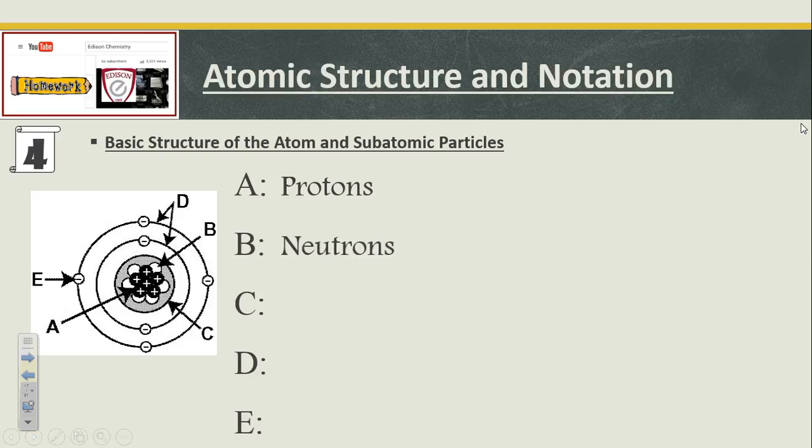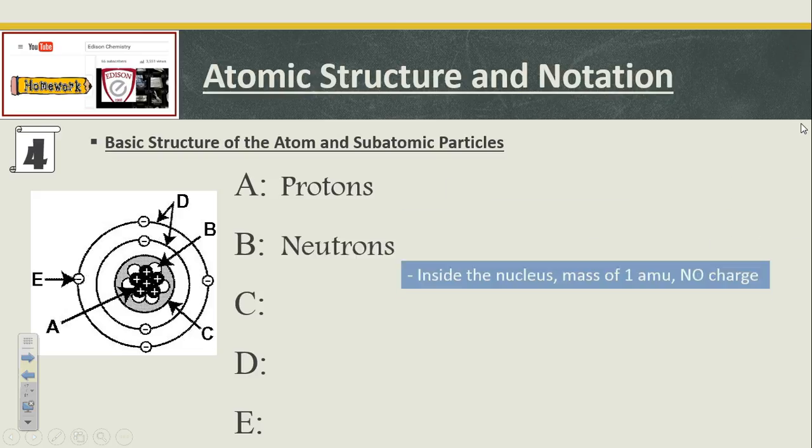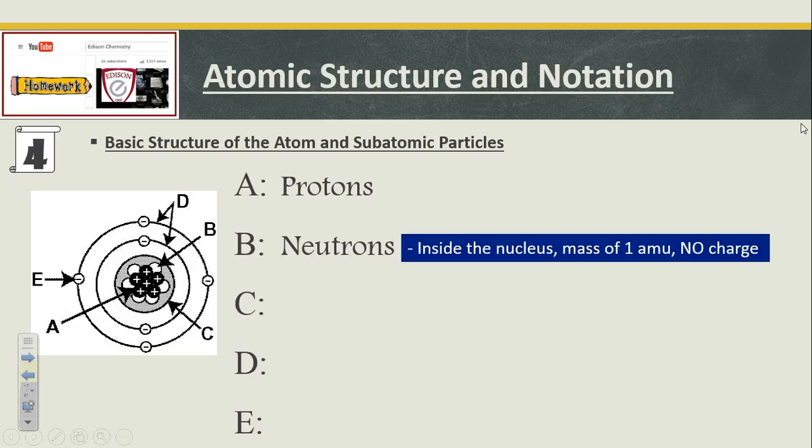Next thing you got to know is neutrons. These dudes also live inside the nucleus. They also have a mass of 1 atomic mass unit, but they have no charge. Neutron. Think about the root word, neutral. Neutral means no charge, so that's how we got the name. In this particular picture, B is pointing to the white spheres inside the nucleus.